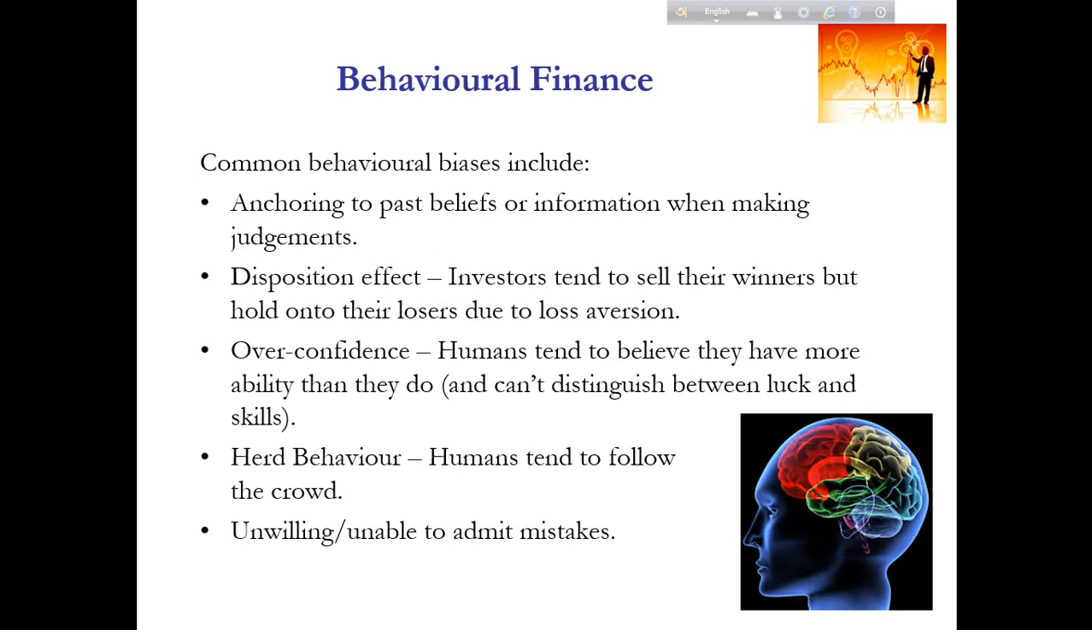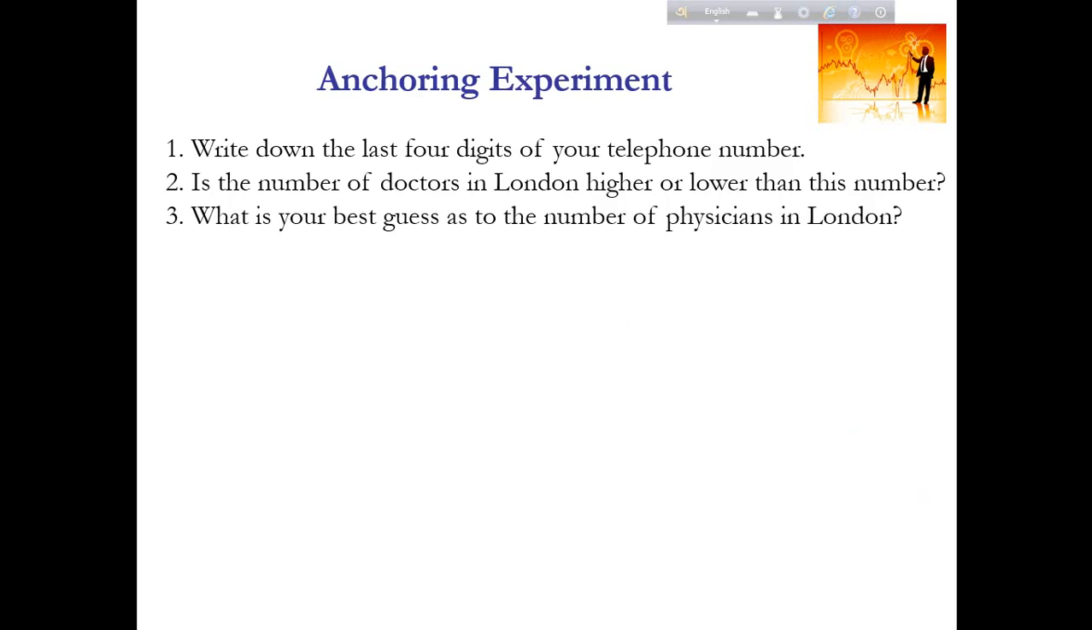We also see evidence of herd behavior. Humans tend to follow the crowd. So this one affects the way people participate in trading markets. Investors also might be unwilling or unable to admit their mistakes, which is another sort of behavioral bias.